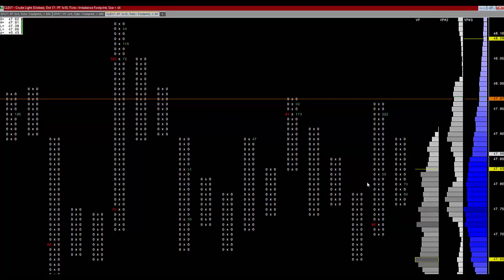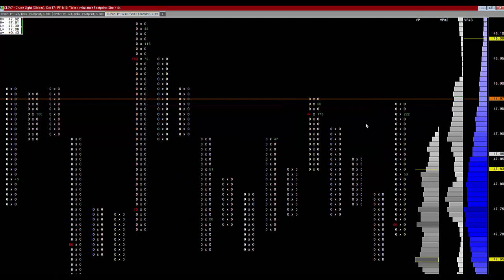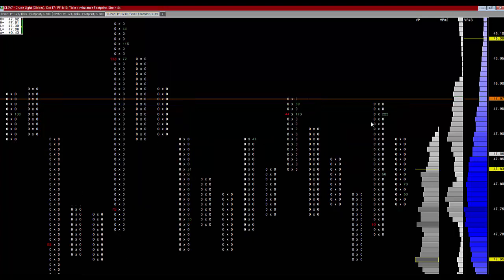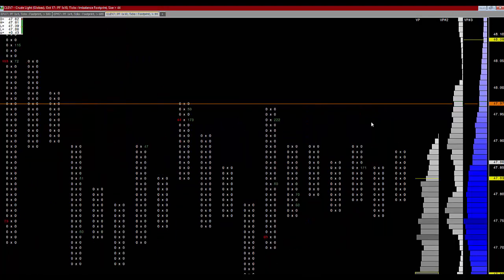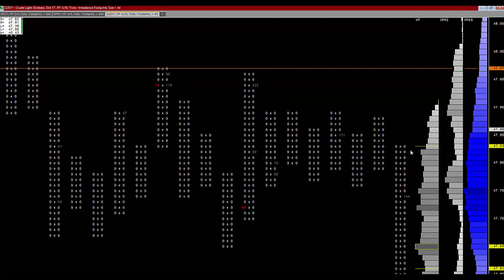There's a little delay in what I say in this chart going forward or vice versa, but there's a 222 lot buyer that you can't get to go up. It's just sitting here. If you're not getting a pop pretty quickly after seeing this kind of buying come in, 222 is a really big size, a real big order in crude oil.